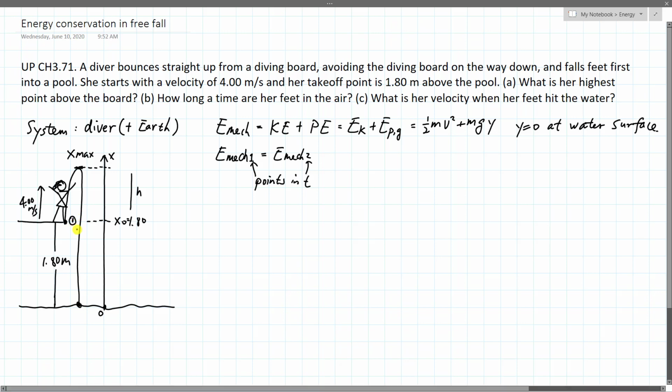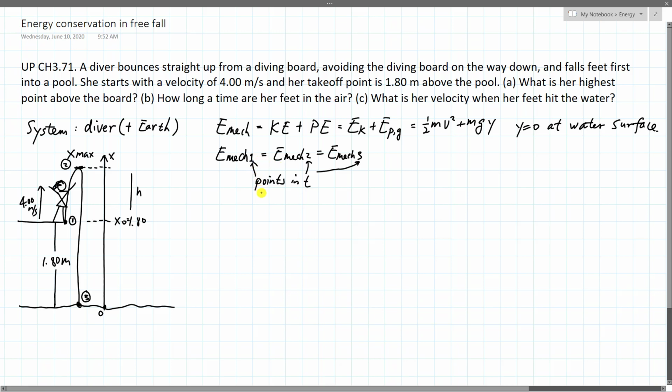Okay, so now this is 1, and she comes up to the maximum. We can just pause our thought and put a 2 here. So this is the second point in time we're interested in. And then she's falling down here, feet first, touching the water. Just right before that, we pause our thought and put a 3 here, because this question simply has 3 points that are of interest to us. So now we have 3 points in time.